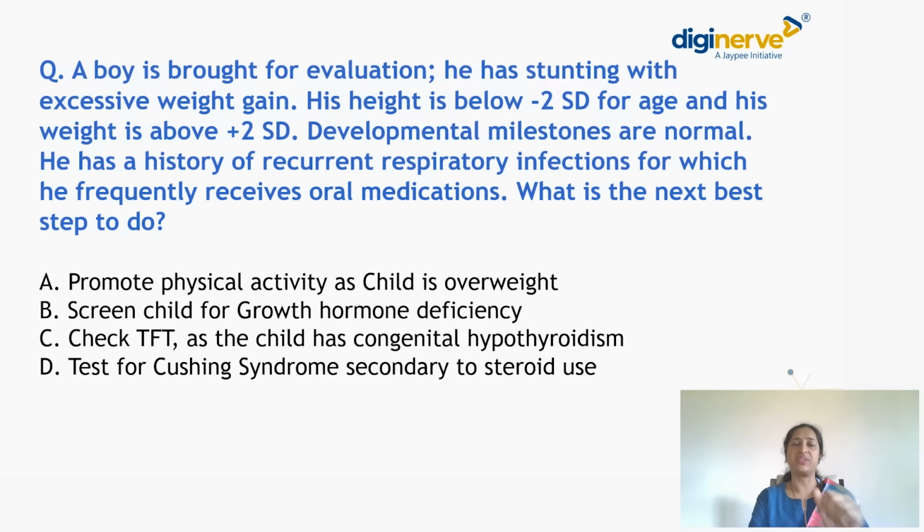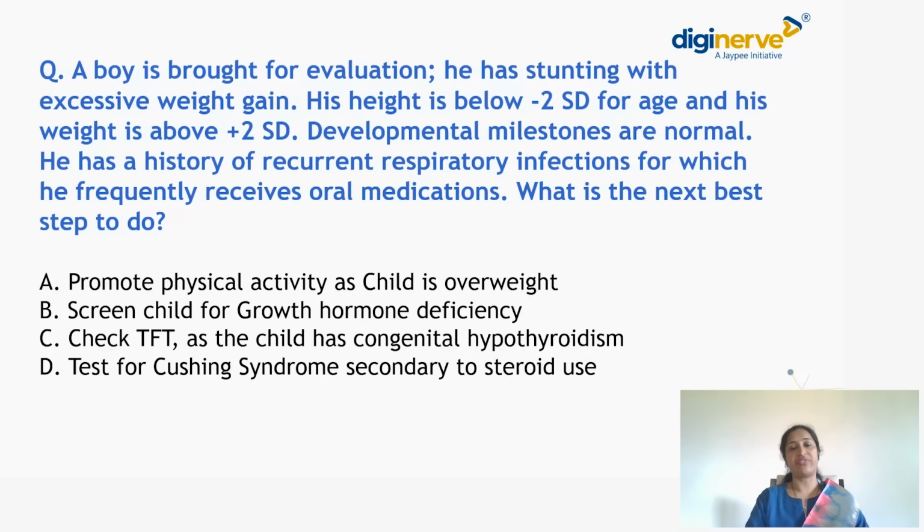Same thing here also. In this question, promoting physical activity as the child is overweight is not going to be the answer, because why he is overweight, you have to see first. So A is not the correct option here at least. B, screen the child for growth hormone deficiency. Now remember, this child is obese as well. Growth hormone deficiencies are essentially short and very tiny children. They are not obese children. So screening the child for growth hormone deficiency is also not going to be the correct answer.